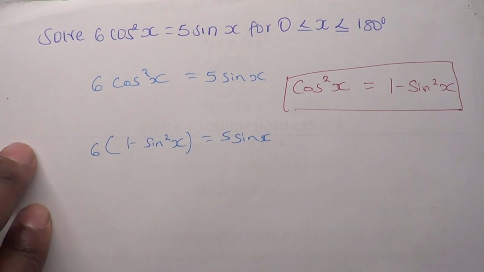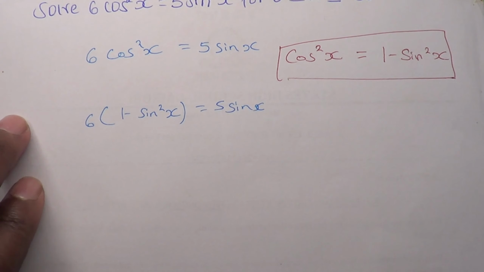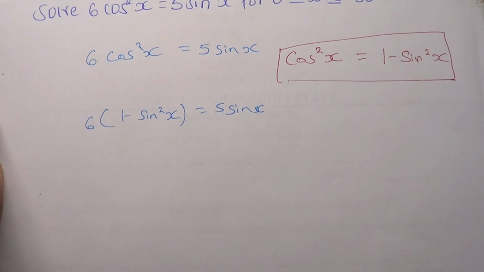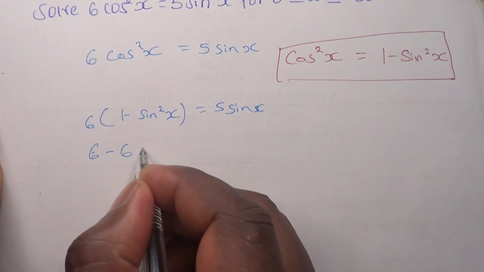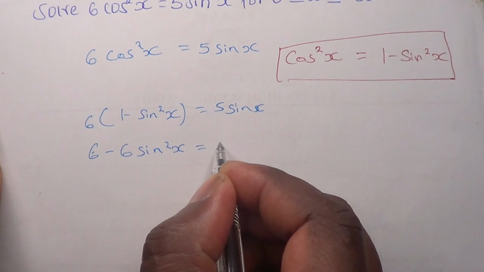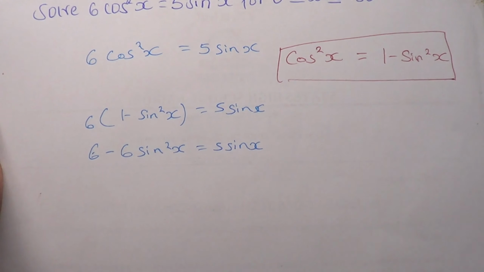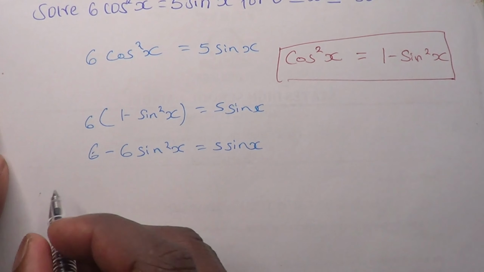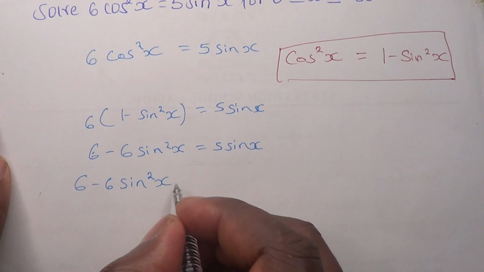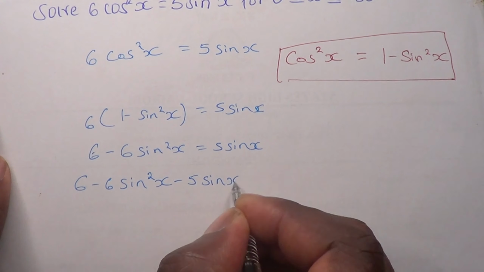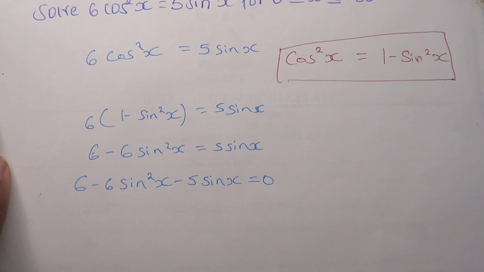Okay, so after writing that way, let us now distribute the 6. That is going to be 6 minus 6 sin²x equals 5 sin x. Then the next thing is for us now to rearrange the equation so that on the other side we can have 0. Now it will be 6 minus 6 sin²x minus 5 sin x equals 0. Now I have rearranged it.